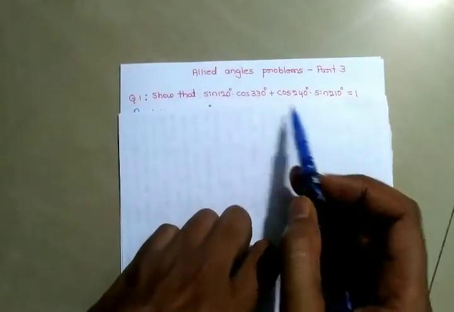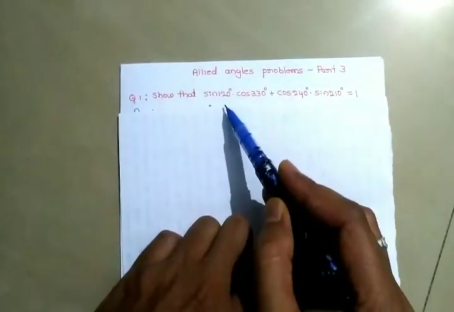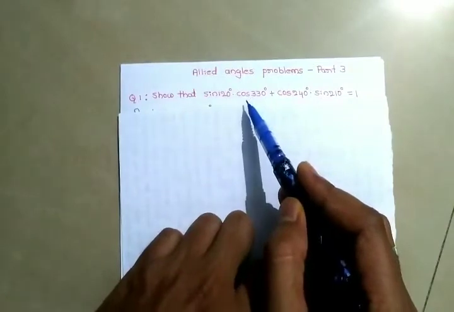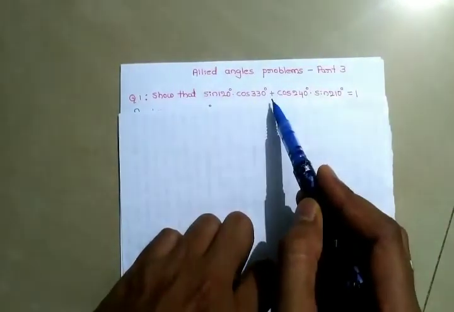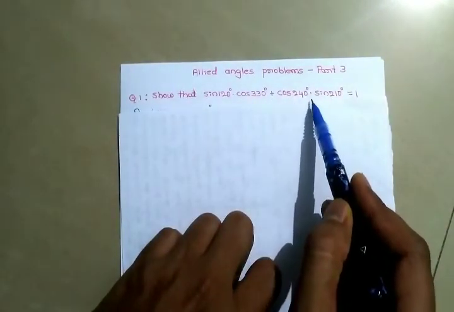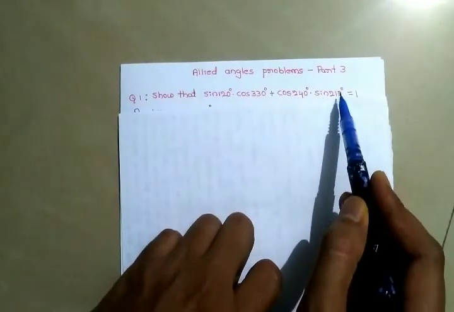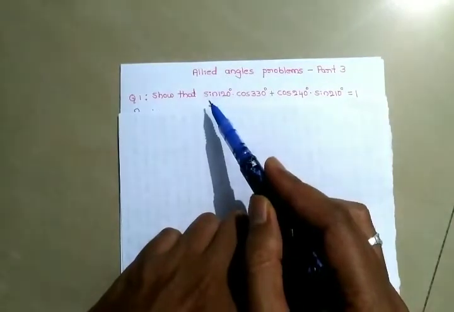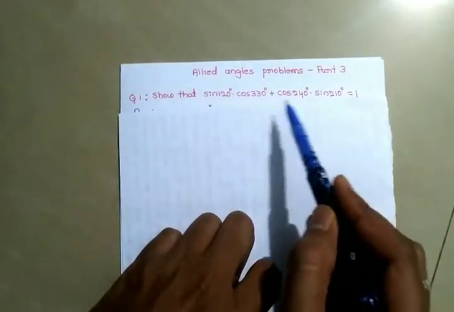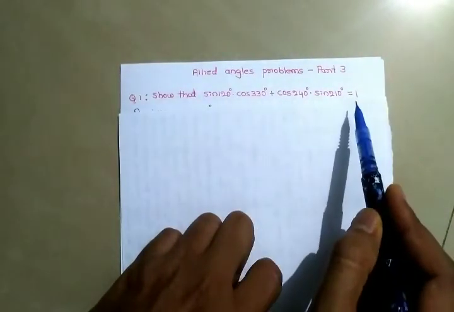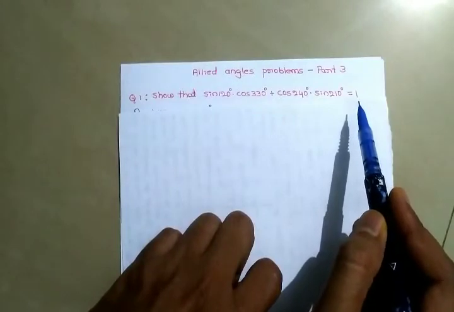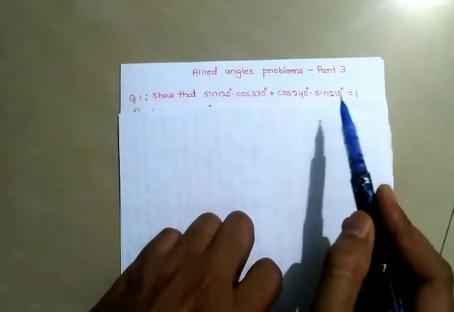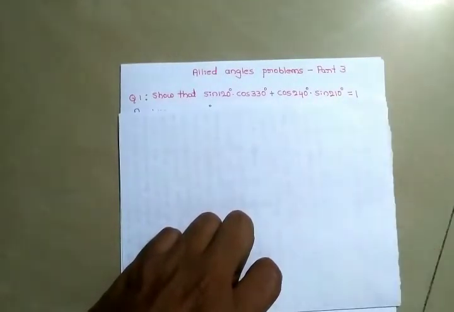In this first one, show that sine 120 degree into cos 330 degree plus cos 240 degree into sine 210 degree is equal to 1. So here we need to show the left hand side value. After doing the simplification, you should get the answer 1. Then only the left hand side value is equal to the right hand side.